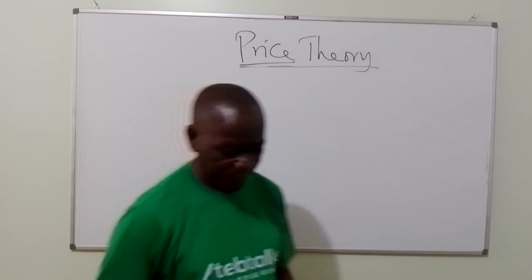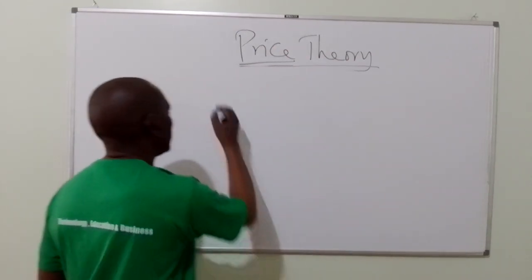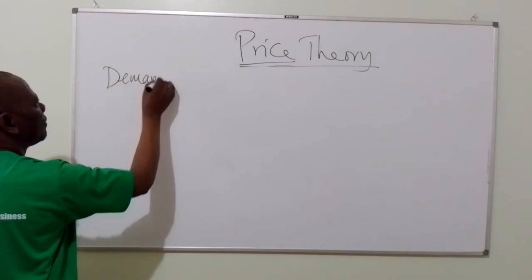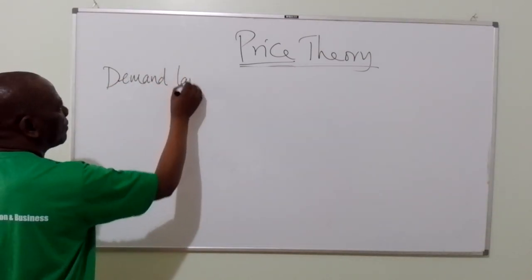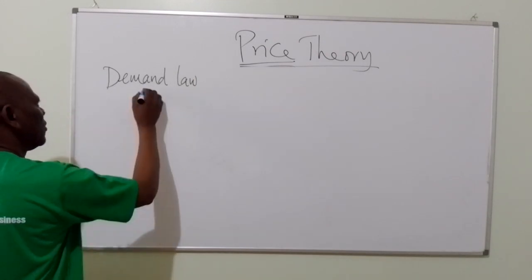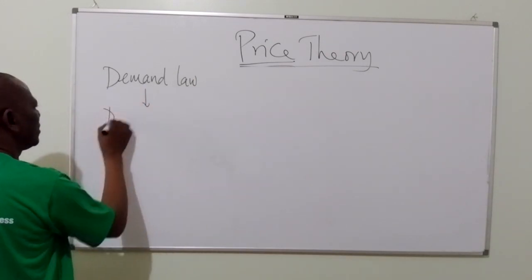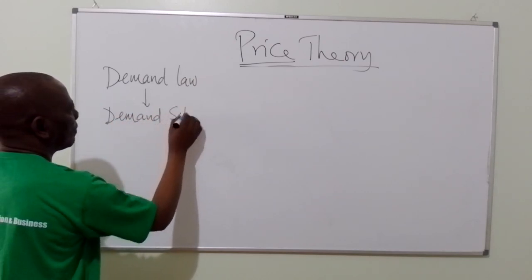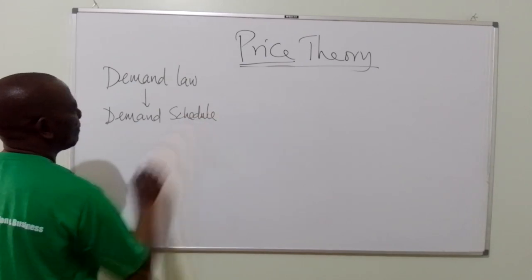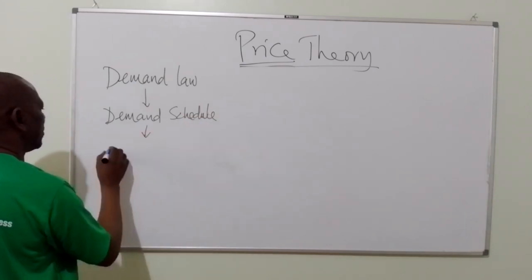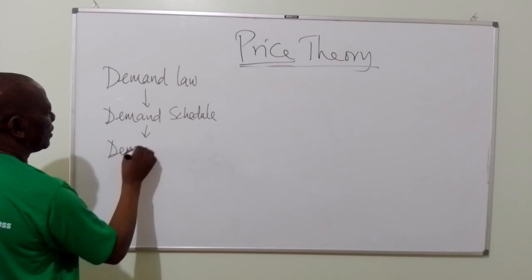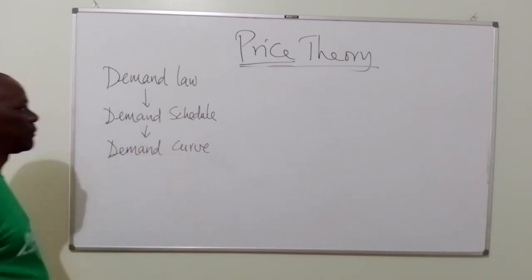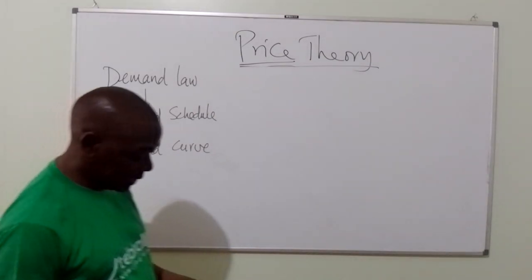Now, this demand has a law. What we call the demand law. From the demand law, we get what we call the demand schedule. And from the demand schedule, we get what we call the demand curve. So that's how demand is.